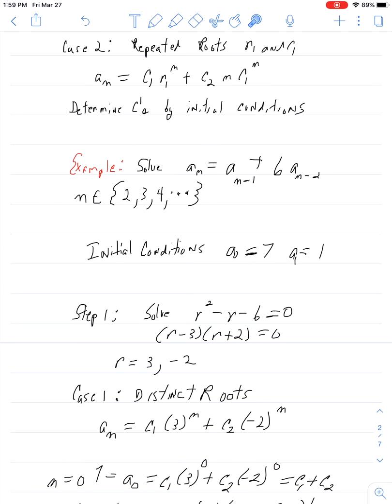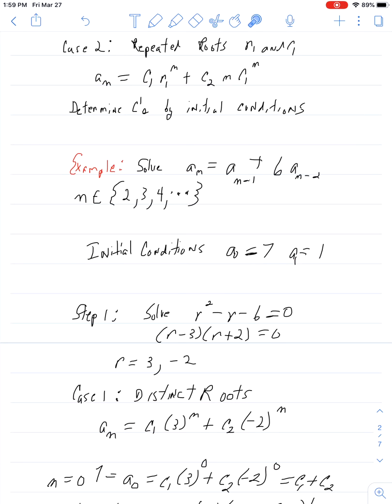All right, so let's look at a particular example and use this algorithm. The first example we're going to look at is this recurrence relation. a sub n is a sub n minus 1 plus 6 a sub n minus 2. That recurrence relation is good for n an element of the set 2, 3, 4, etc. And like any recurrence relation, I have to give you some initial conditions. The initial conditions in this problem are a0 is 7 and a1 is 1.